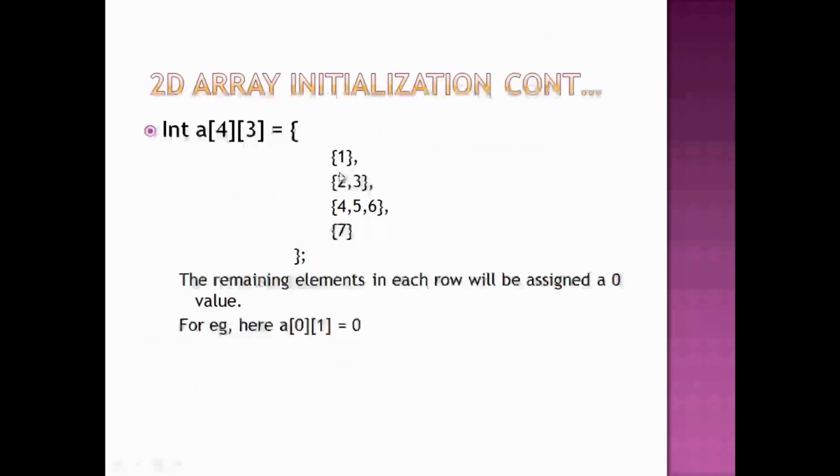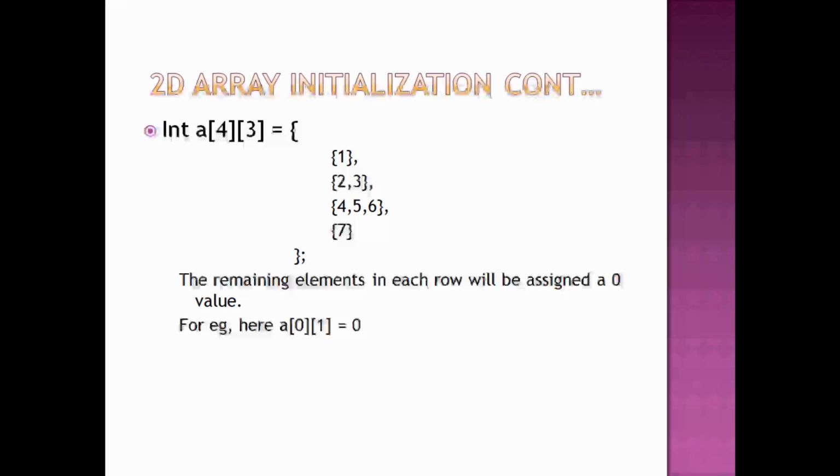Okay, suppose we have initialized our array in this way, int a 4 by 3, right? And it's 4 by 3, that means 4 rows will be there and 3 columns will be there. But if we see the first row, only one element is there. In the second row, 2 elements are there, 2 3, right? In the third row, 3 elements are there, that's okay. But in the fourth row, only one element is there.